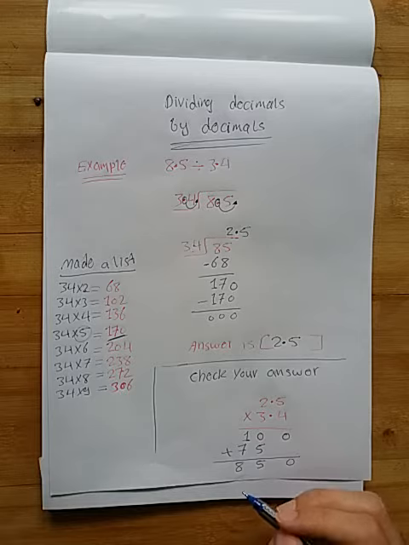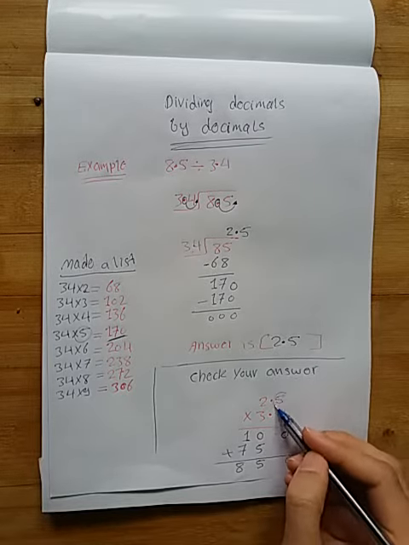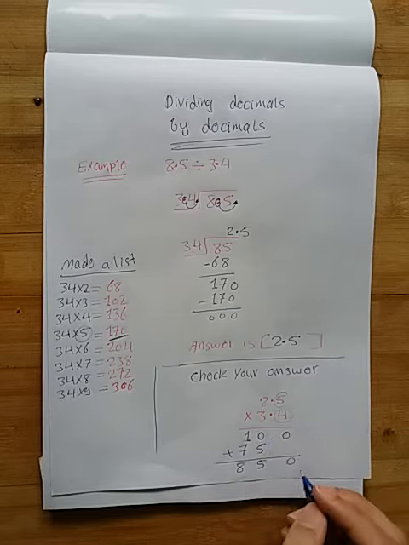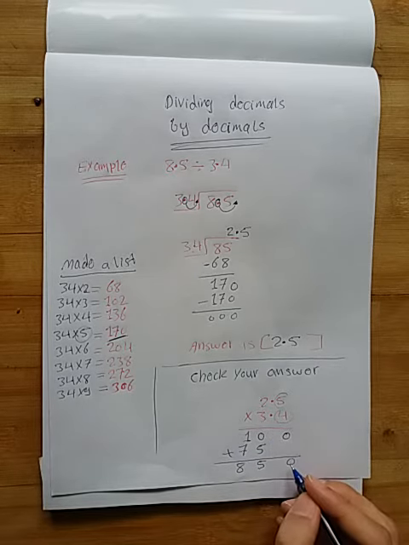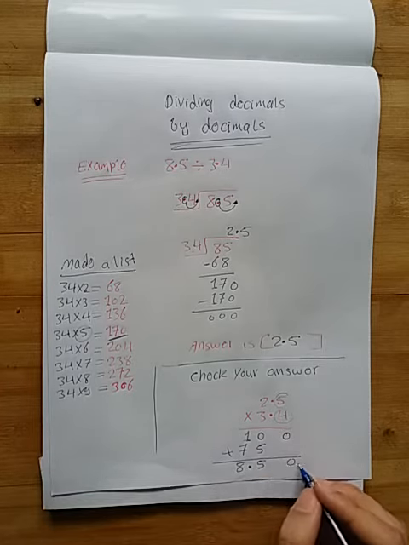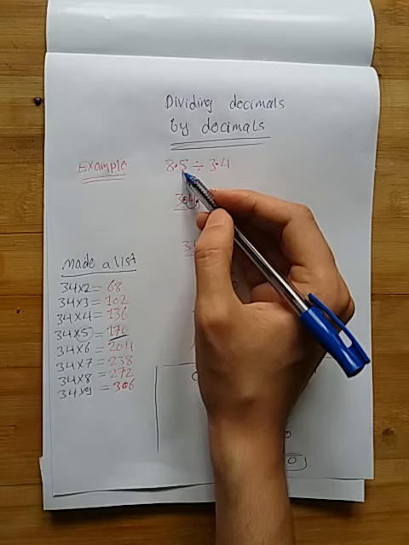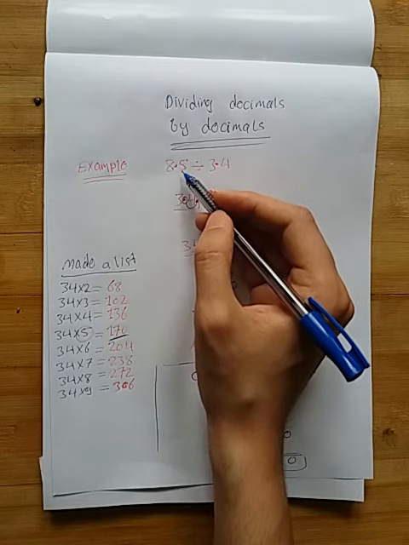Now let's place a decimal point. Let's count how many decimal places we have in the two numbers. We have one here, we have one here. So after 2 places, that's 1, that's 2, we place our decimal point. The answer is 8.5. It's exactly the dividend, so our answer is correct.